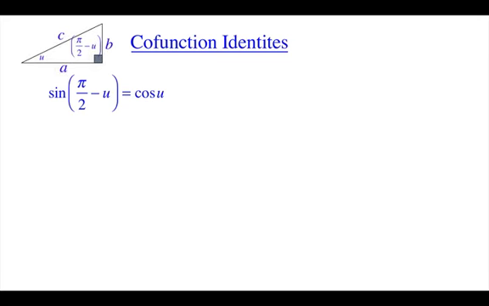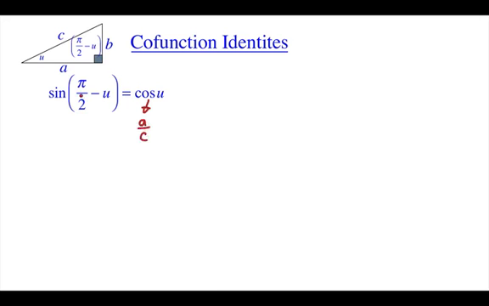Let's look at this right triangle. Notice that the sides of the triangle are A, B, C. This is reference angle U. This is reference angle pi over 2 minus U. Let's compute cosine of U. Cosine of U is equal to adjacent over hypotenuse, which is equal to A over C.